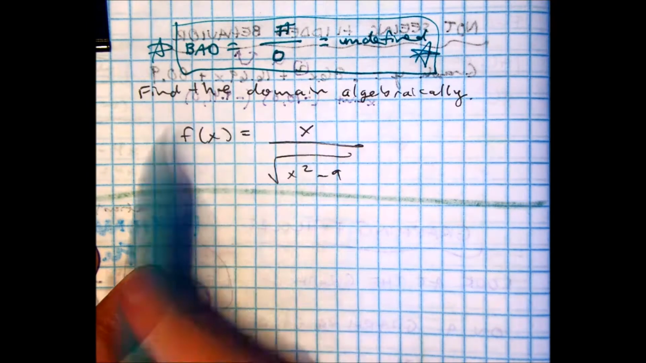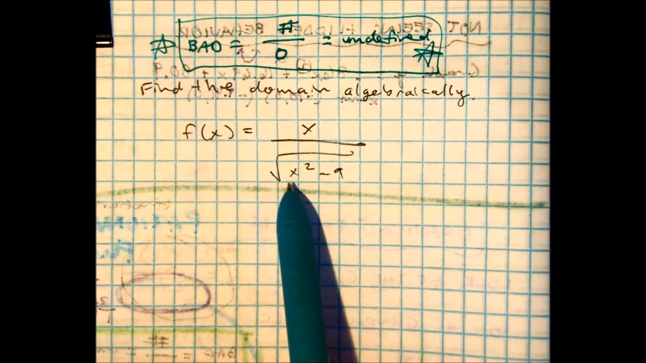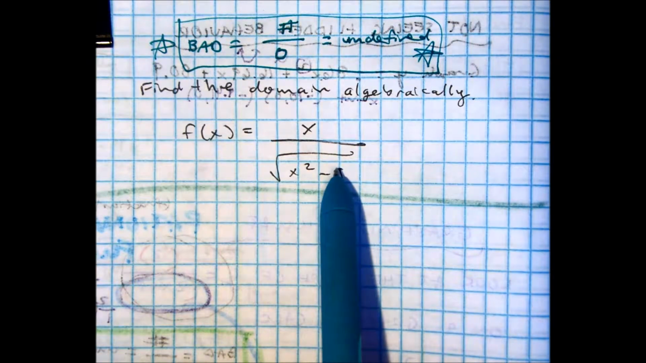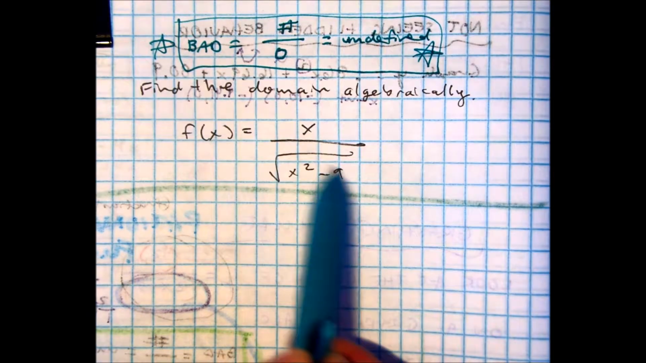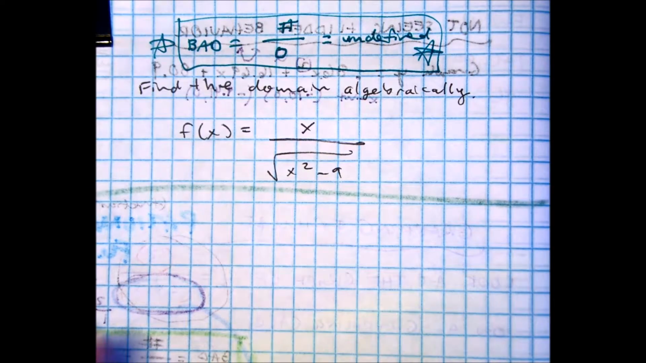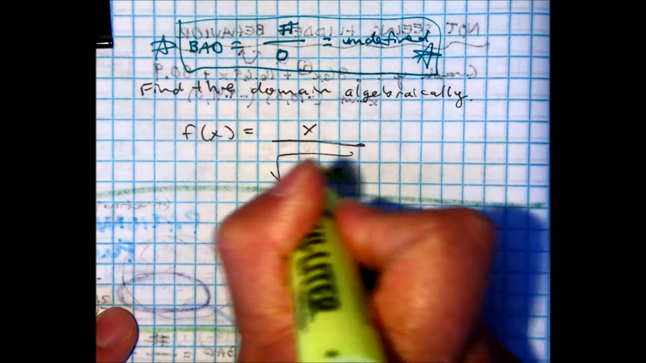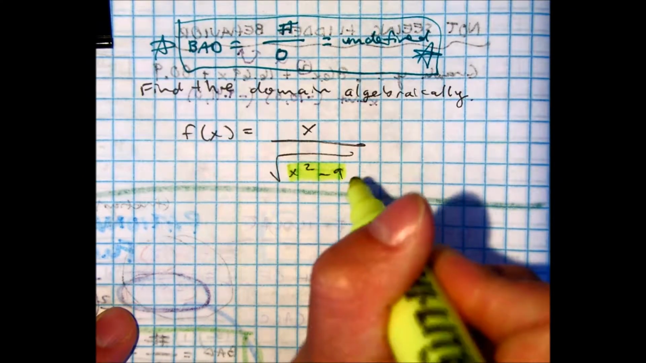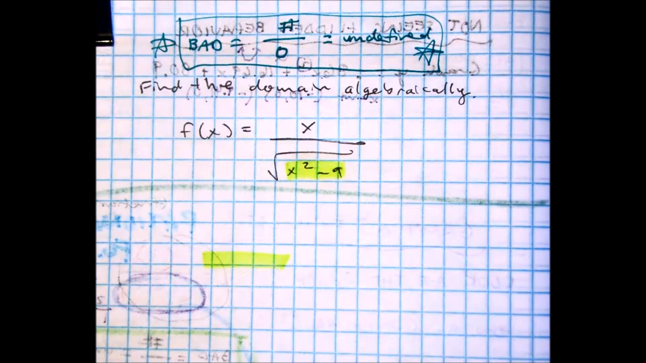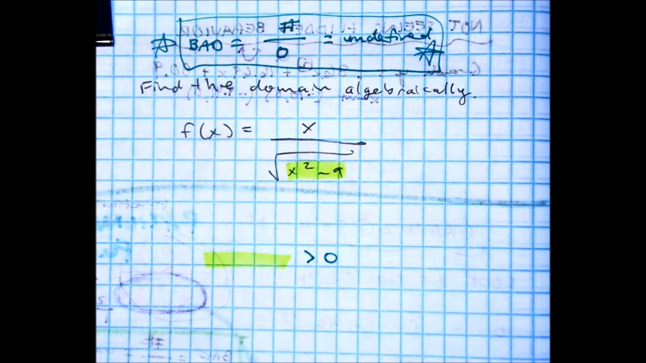Okay, now this problem is a rational function that actually combines two ideas. The first idea is the square root. We've been learning about square roots, and in this problem I want the square root to be positive. So I'm going to highlight, pay attention, the radicand. That just basically means everything underneath the radical. And that is what I am making now greater than 0.